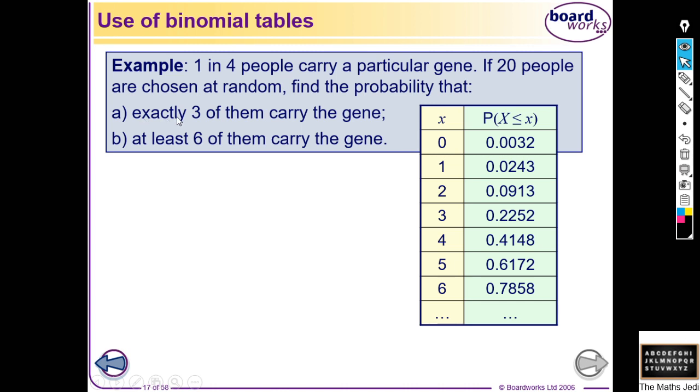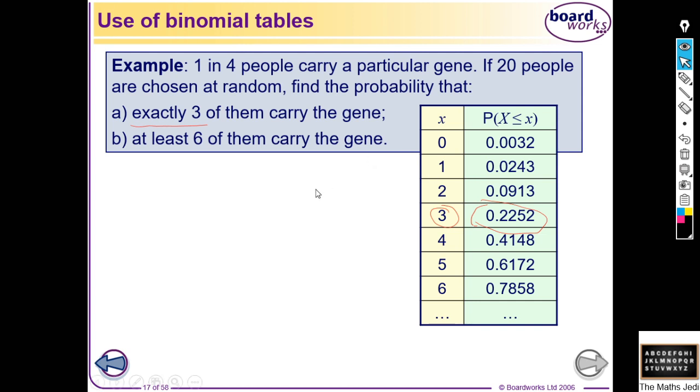Now in this case we're asked for exactly 3. The important thing with exactly 3 is that we have to bear in mind that the cumulative distribution table looks at 3 plus 2 plus 1 plus 0. So this probability here is not the probability of 3. Actually this is the probability of 3 plus 2 plus 1 plus 0. So how do I get exactly 3? Well, if I want exactly 3, what I've got to do is take this probability and then take this probability and work out exactly 3 by taking them away.